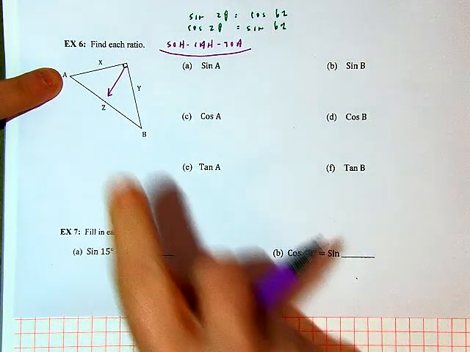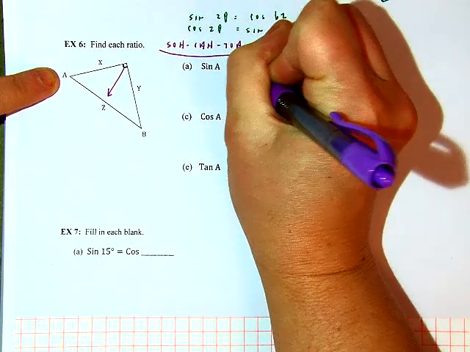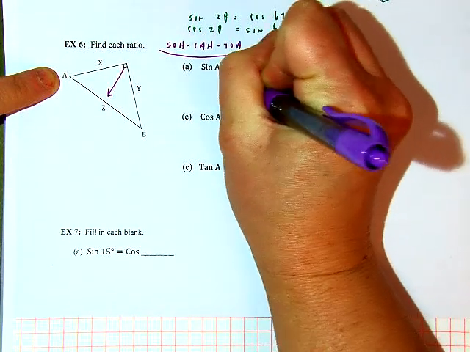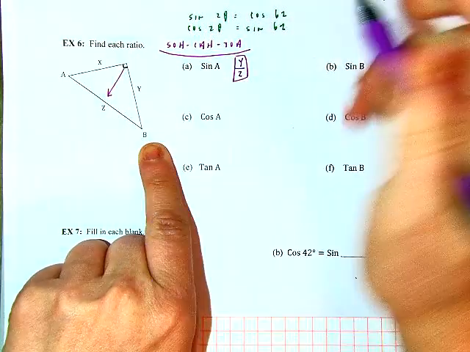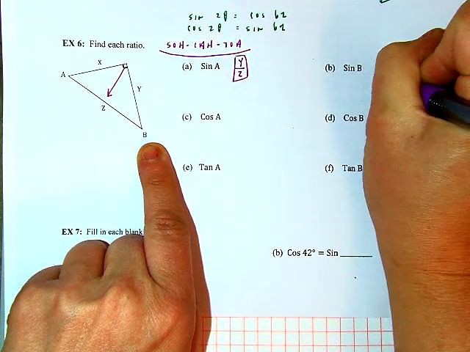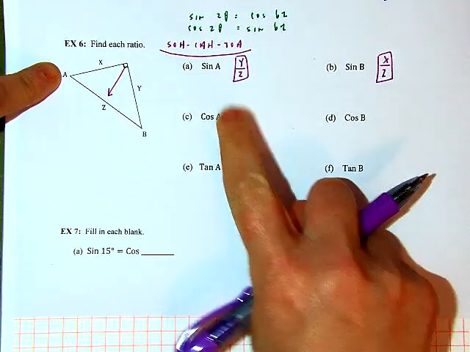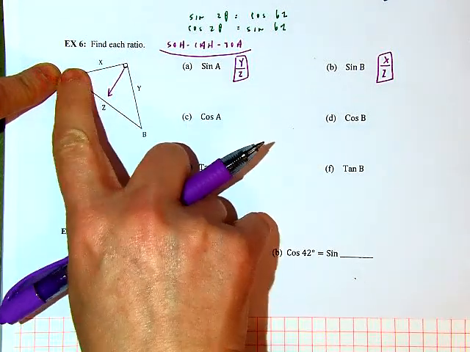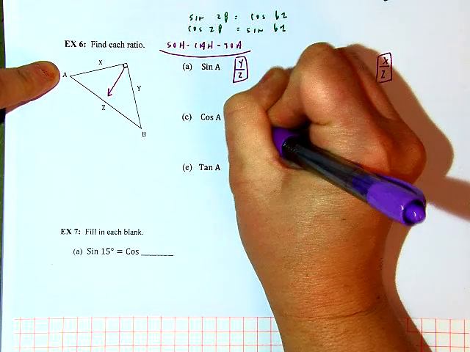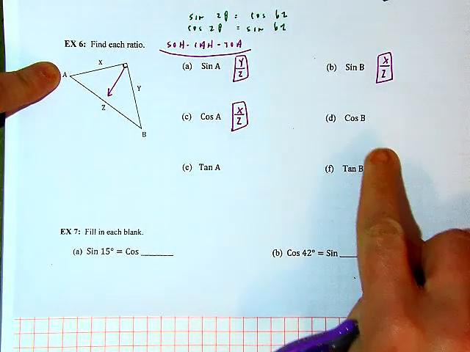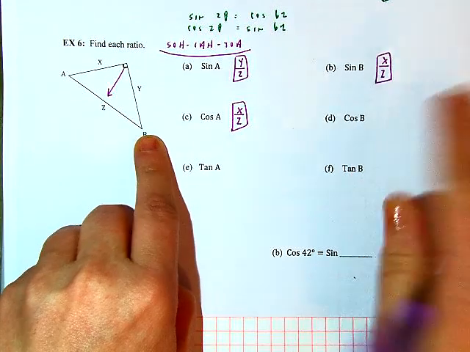So sine A would be opposite over hypotenuse, so y to z. Sine B, so from here, opposite over hypotenuse would be x to z. Cosine A, so from here, adjacent hypotenuse, x to z. And then over here, cosine B, adjacent hypotenuse, y to z.